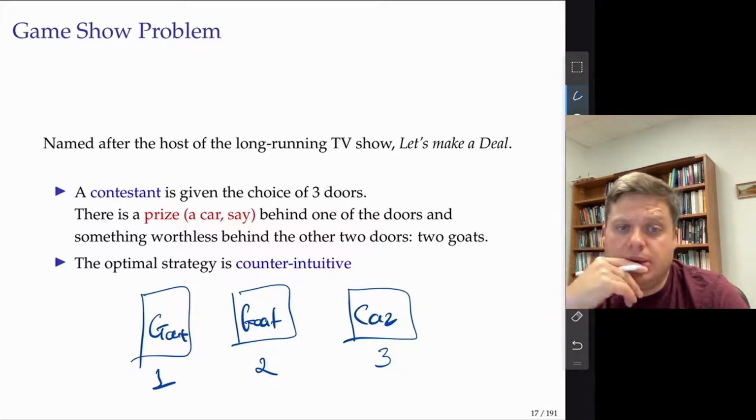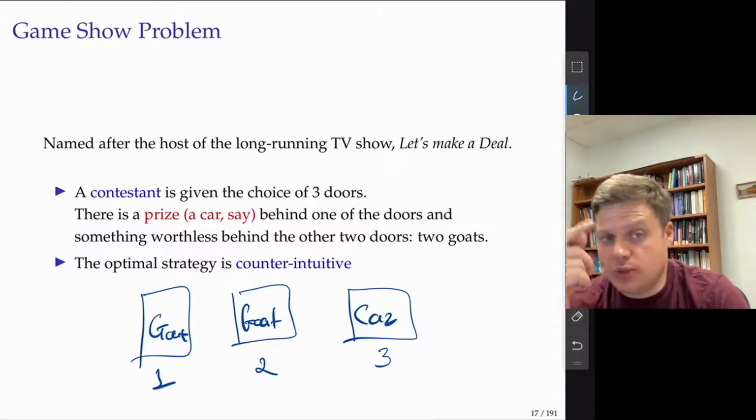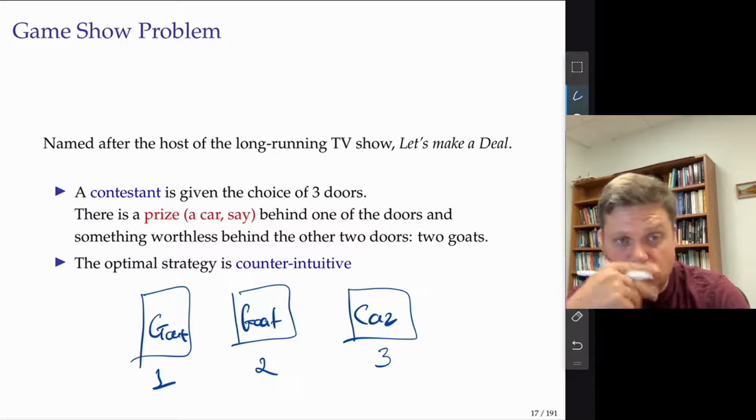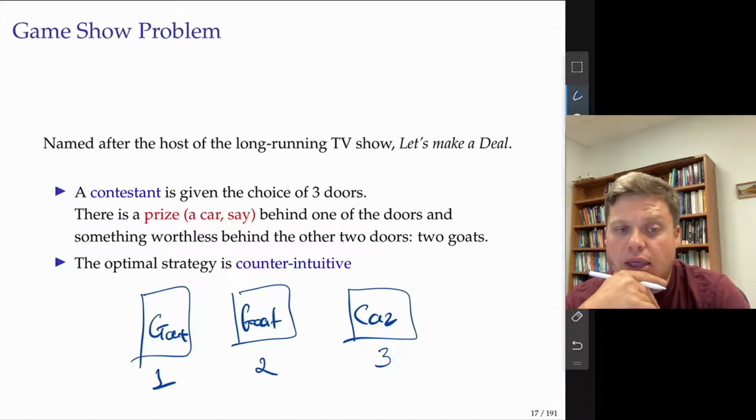So let's say you pick door number 2, and the host will open door number 1 to show that there is a goat. So the host will never open your door, so will never open door number 2, and the host will never open the door with a car. So the host will open door number 1 if you picked 2, and then the host would ask you whether you want to switch or not. And the conclusion is somewhat counterintuitive. The correct answer is that yes, you have to switch.